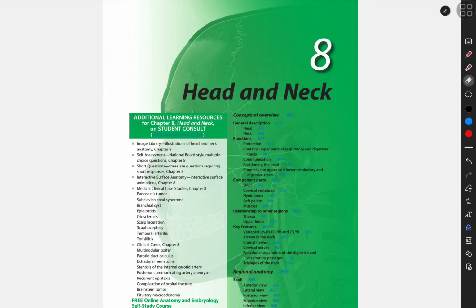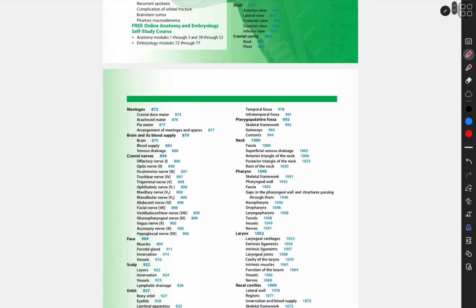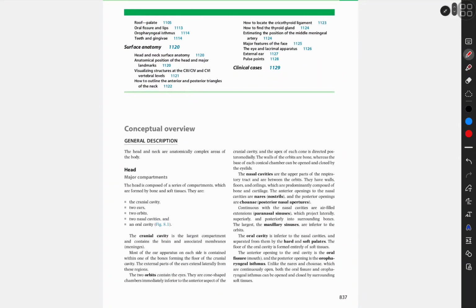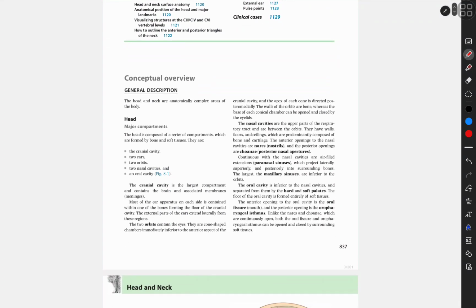Okay, so hello everybody. Today we will be studying head and neck from the Grey's Anatomy for Students book, and this book is just a great overview. Like for the exam preparation, this is great. So without further ado, let's get started.